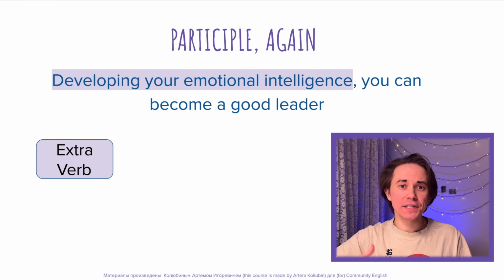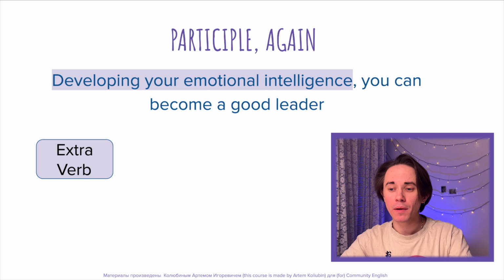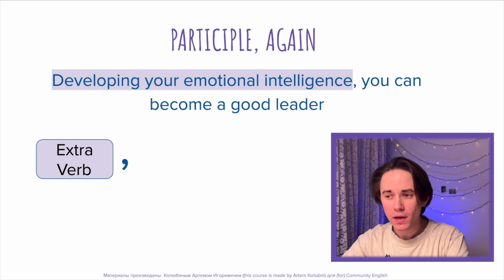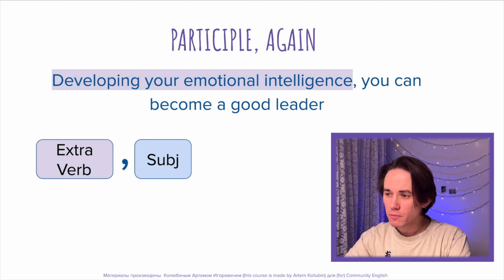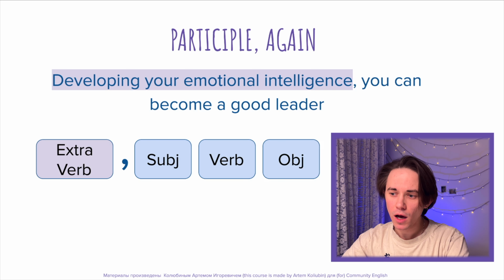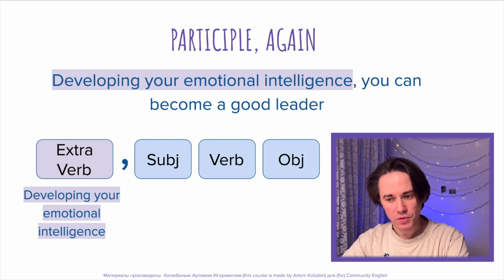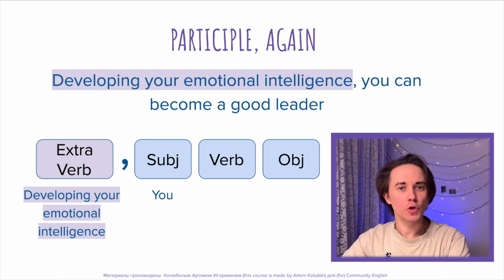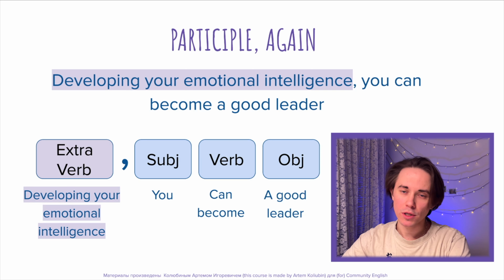First and foremost, let's just review them real quick. So what is participle basically? If we look at the sentence, developing your emotional intelligence, you can become a good leader. Developing your emotional intelligence, that's what we call the participle, or basically an extra verb, an extra activity, when one subject does two things at the same time. What does it mean? It means that we have an extra verb, then usually we have a comma, then we have the subject, here it's you, the doer, then the verb can become, and then a good leader. So developing your emotional intelligence, extra verb; you, subject; can become, verb; a good leader, object.